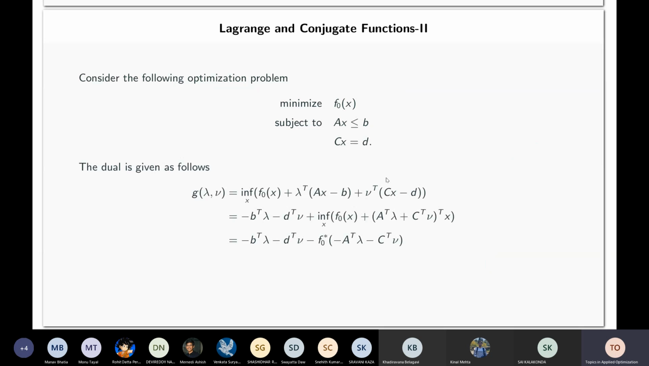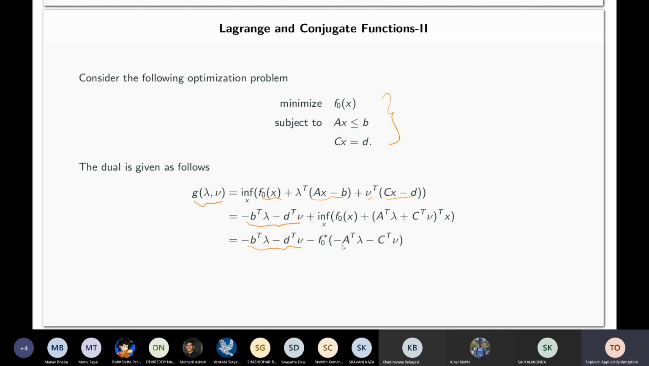For example, if you see this example, then by using the conjugate function we can also write things quickly. We know that the dual function g(lambda, nu) is this, which is the infimum of the Lagrangian. This is the Lagrangian: objective plus lambda times the inequality and then mu times the equality constraint. We infimize over x, so we take out the terms that are independent of x outside, and then the infimum is applied on the remaining terms here.